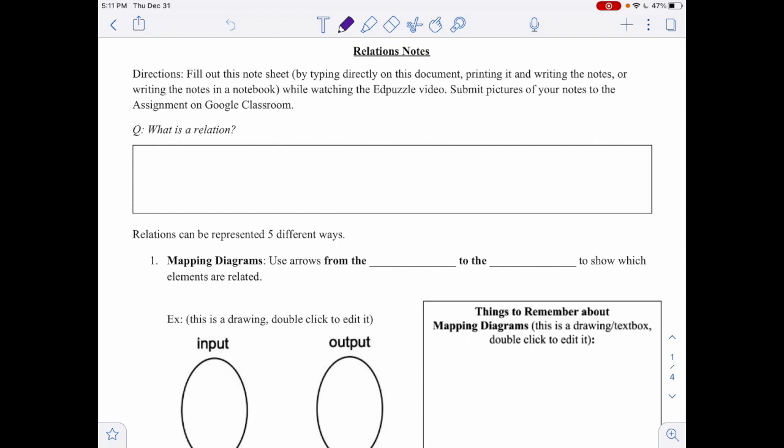Alright, Algebra 1, in this video we are going to talk about relations. We are starting a new unit. This is the beginning of the new unit. This is the first lesson, so make sure you are taking notes, writing down any questions you may have.